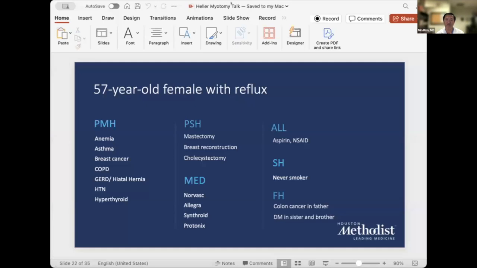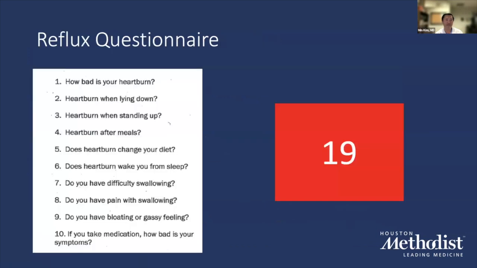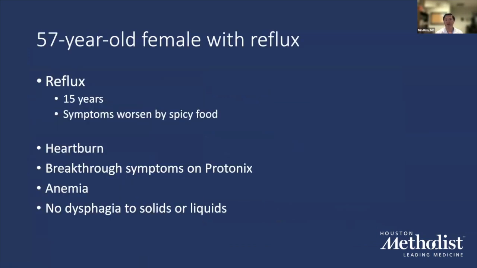So you see a patient like this. This is a 57-year-old female who comes in with a history of reflux. Her reflux has been going on for 15 years, with symptoms worsened by spicy food, heartburn, and she now has breakthrough symptoms on PPIs, and she has some anemia.